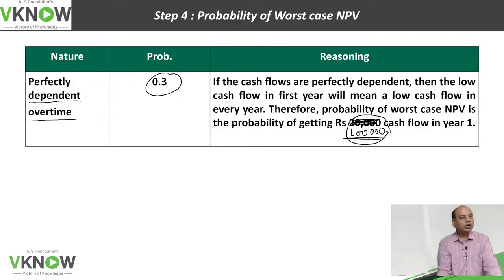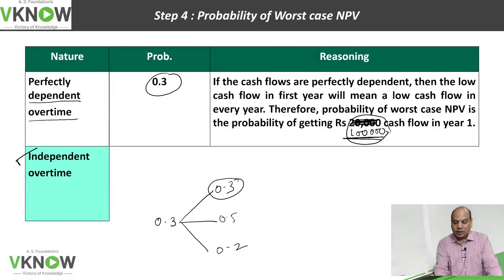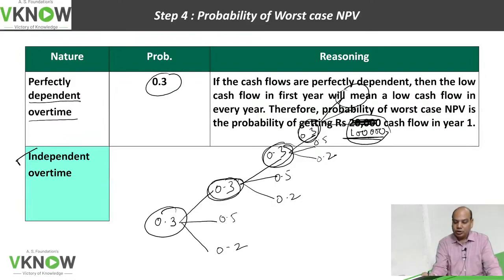If cash flows are dependent over time, if you get low cash flow in 1 year, you will get low cash flow in all the remaining years. Now write down, please, independent over time means second year cash flow is independent of first year cash flow. For example, in first year, if I get 0.3, then second year I have three possibilities. I can get 0.3, 0.5, 0.2. If I get 0.3 in the second year, then again in the third year, I have three possibilities. If I get 0.3 in the third year, I will have three possibilities in the fourth year, and same thing here also. So 0.3 into 0.3 into 0.3 into 0.3 into 0.3.